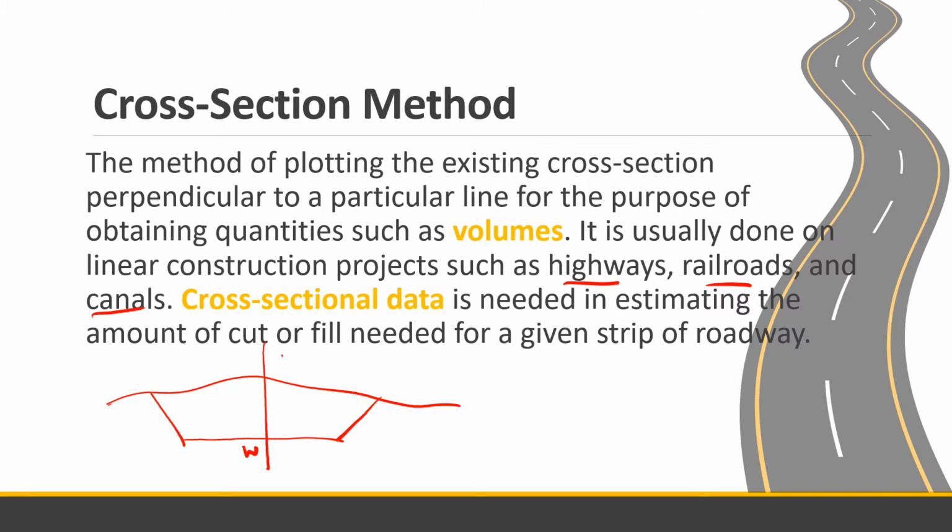So you get the center line, and in determining the area, you divide it into 4 triangles. So this is 1, 2, 3, 4. There is a height here and also a height here. Later we will discuss solving the volume given the cross-section areas on each station.